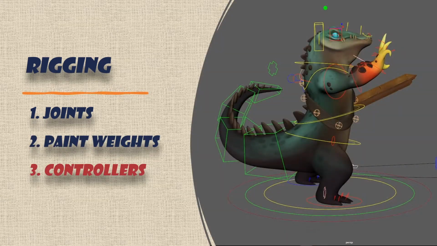Controllers are the shapes of different types and color that you can see here. These control the joints and is the only thing the animators have control over.